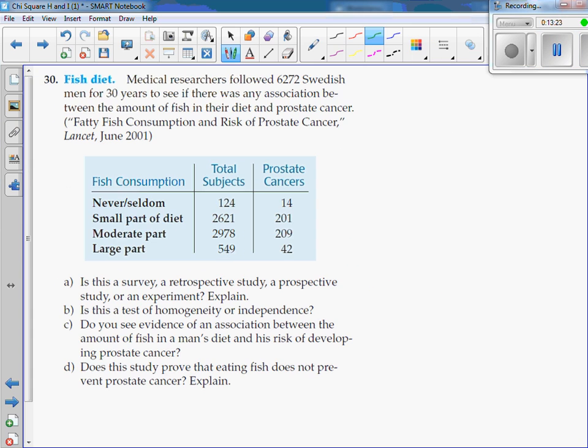So here's our fish diet question. Medical researchers followed 6,272 Swedish men for 30 years to see if there was any association between the amount of fish in their diet and prostate cancer. So we have 6,272 people, so this is going to be a chi-square test for independence because we have one population. And this is a prospective study because they identify individuals and then follow them over time. Okay? Now in part C, it says, do you see evidence of an association between the amount of fish in a man's diet and his risk of developing prostate cancer? So that just means do the test. So we're going to do the test.